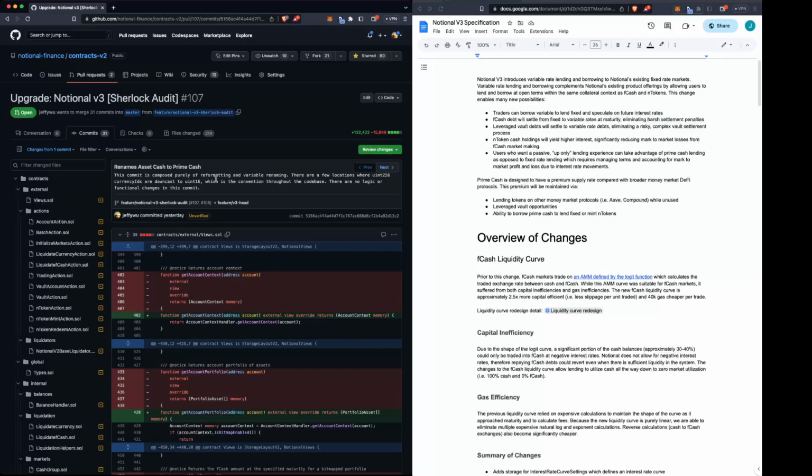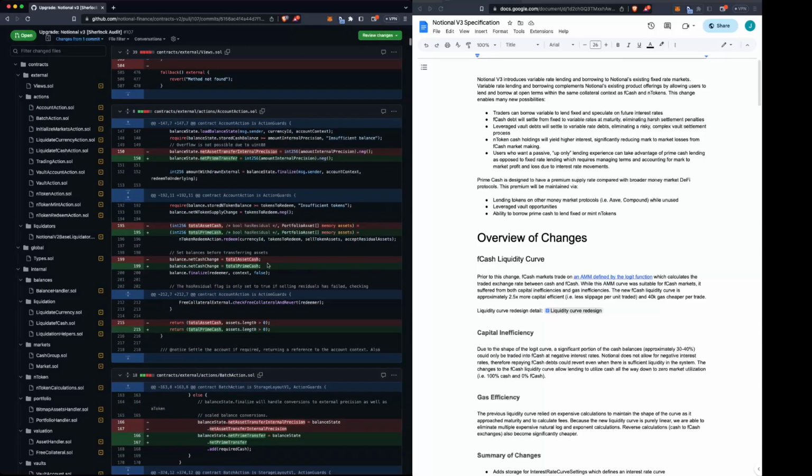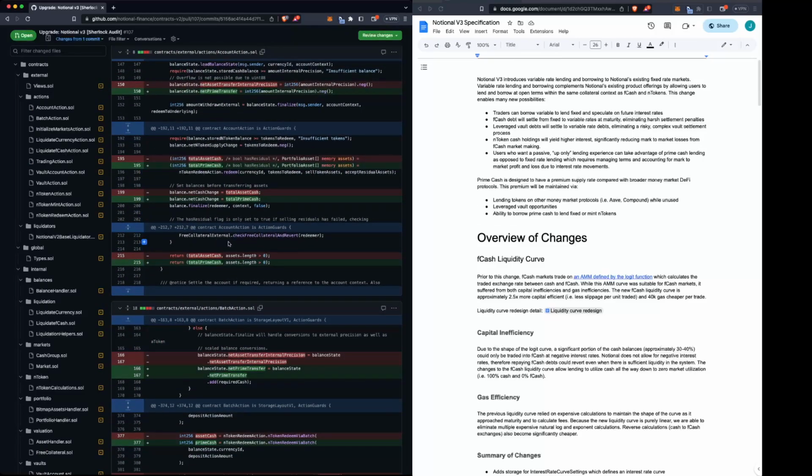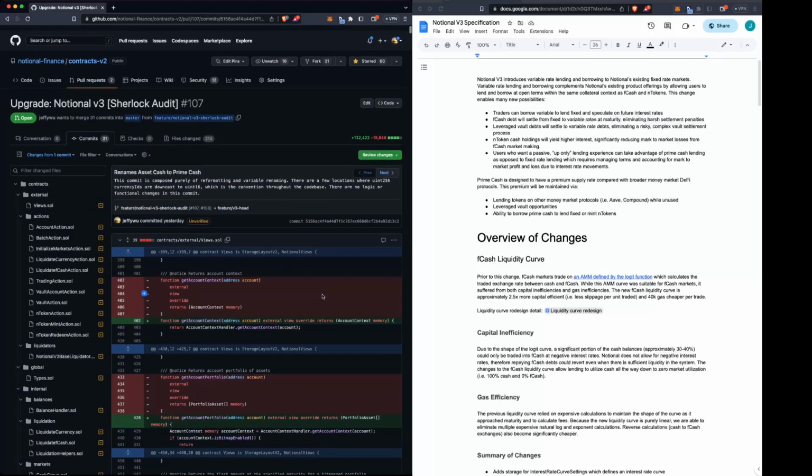So in this first commit, there's really no functionality change within the code base. It's really a renaming of variables throughout. And there's a lot of files being touched here. But really, if you look at it, we're just renaming these variables to the new terminology.